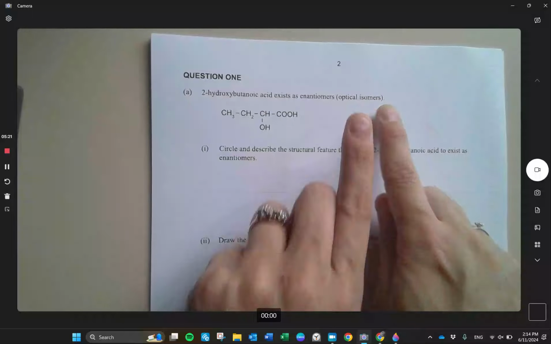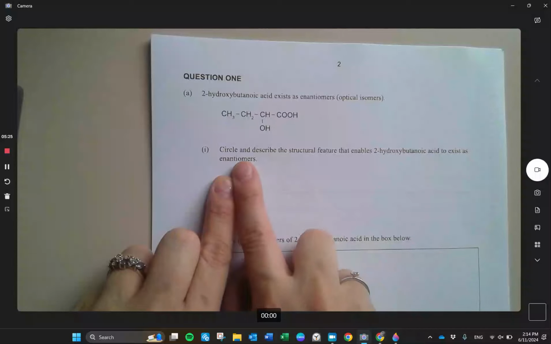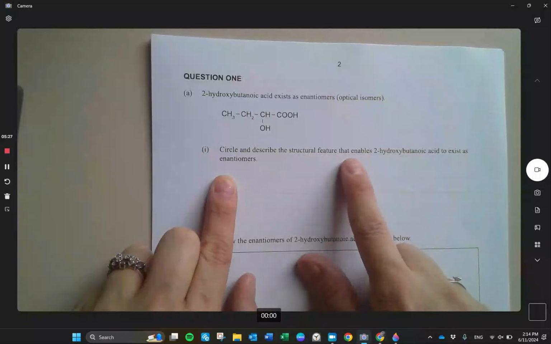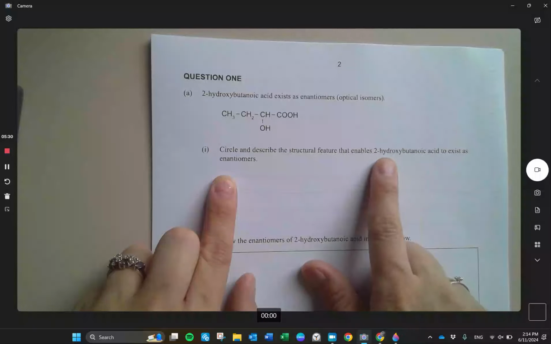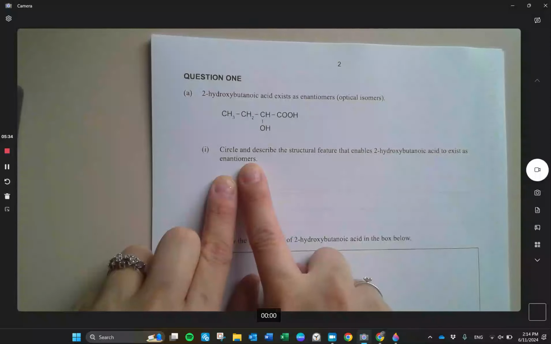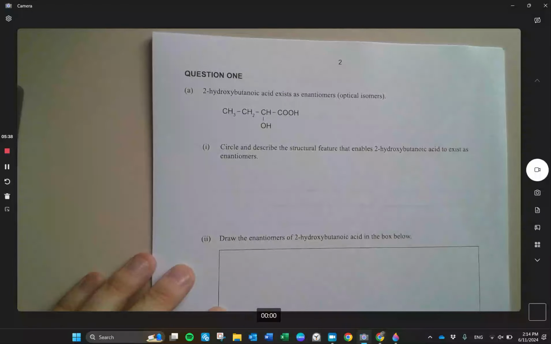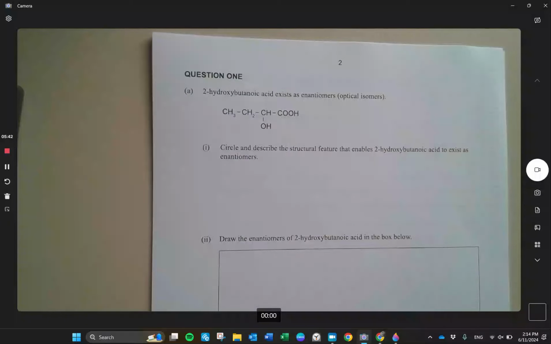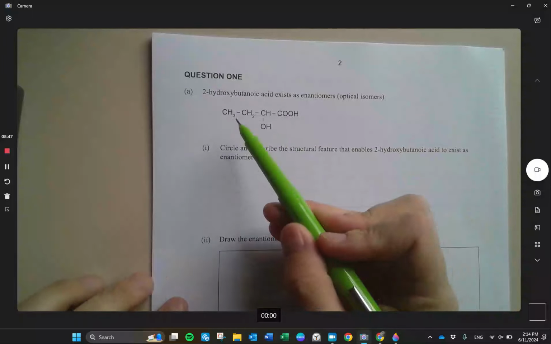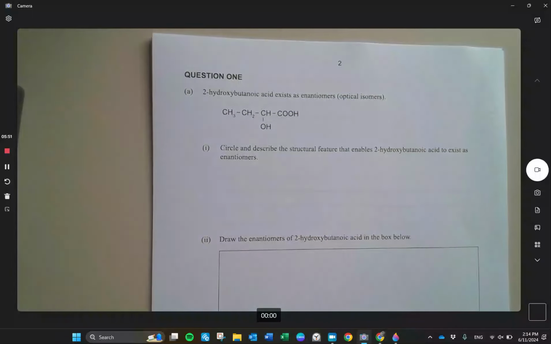All right? So they've given me the molecule here. All they want you to do is to circle and describe the structural feature that enables the 2-hydroxybutanoic acid to exist as enantiomers. Okay? So again, we just need to know our definitions for that one, for that achieved one. So first thing we need to look for is what is called a chirocarbon. That is a carbon that has 4 different things attached to it. So what you need to do is you go through each one of these and ask yourself, is there 4 different things attached to it, or is there not?